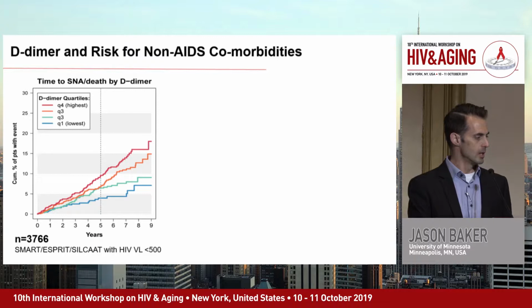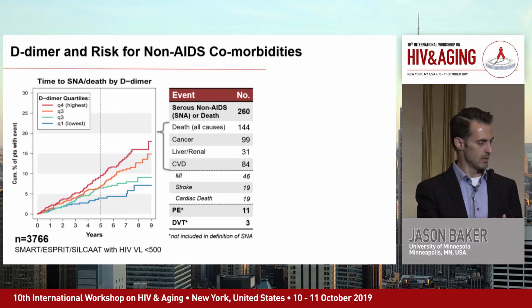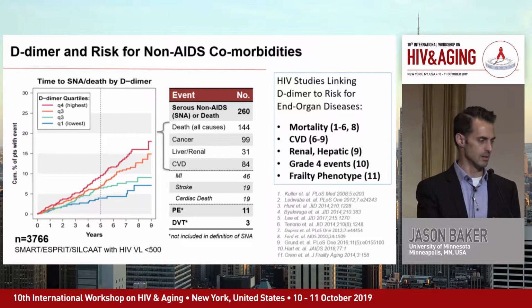And we've since gone through a number of studies where we've measured D-dimer, this one being one where we had 3,700 patients on antiretroviral therapy followed for many years, a pooled cohort here where we looked at higher risk for serious non-AIDS or death over many years of follow-up with higher D-dimer levels, and you can see the distribution of the events there. And there've been a number of studies since linking elevated D-dimer to end-organ disease risk, all-cause mortality, CVD, as well as other organ diseases, and grade 4 adverse events in the frailty phenotype specifically.